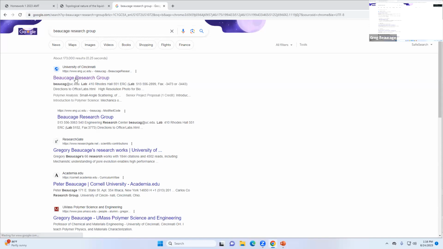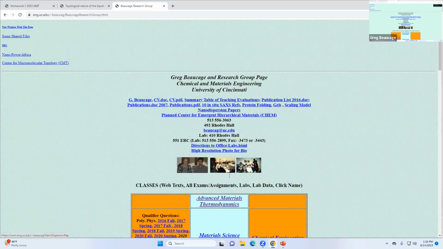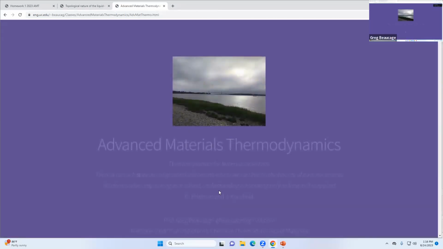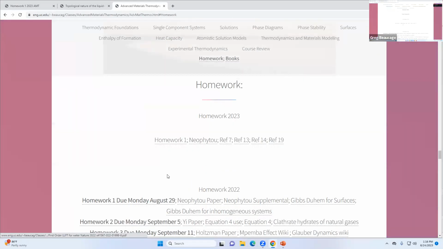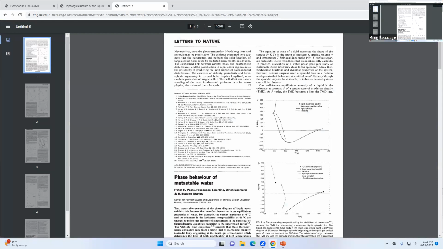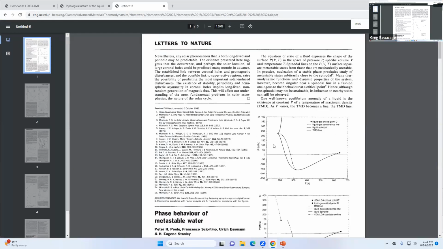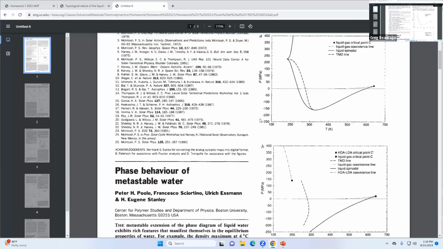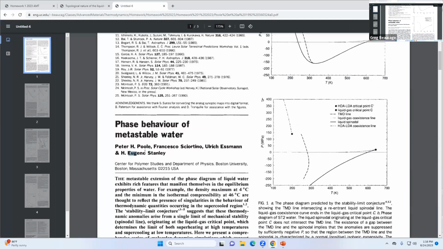This paper goes back to this reference 7, right? He cites this paper. So sometimes you have to read the whole thing. This guy, Stanley, is a pretty famous character. He founded this BU kind of colloid science department, and he became one of the most famous people in the US for colloid science things.